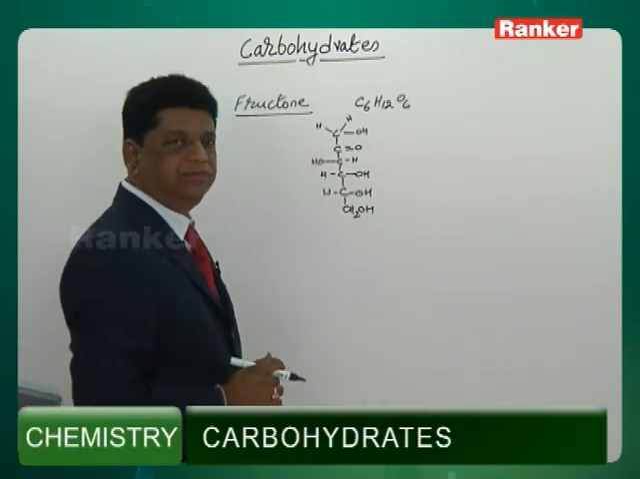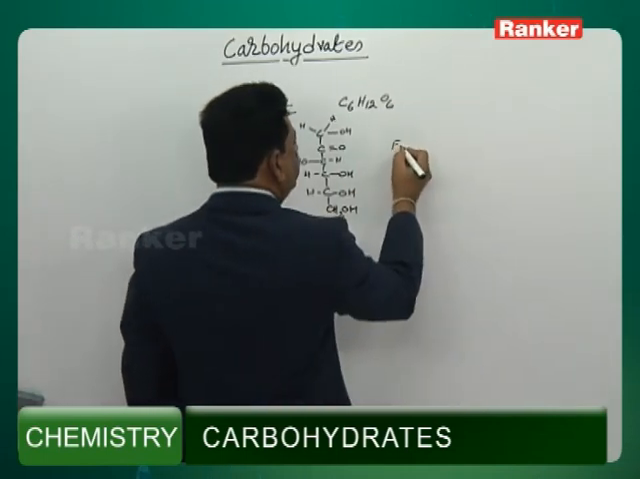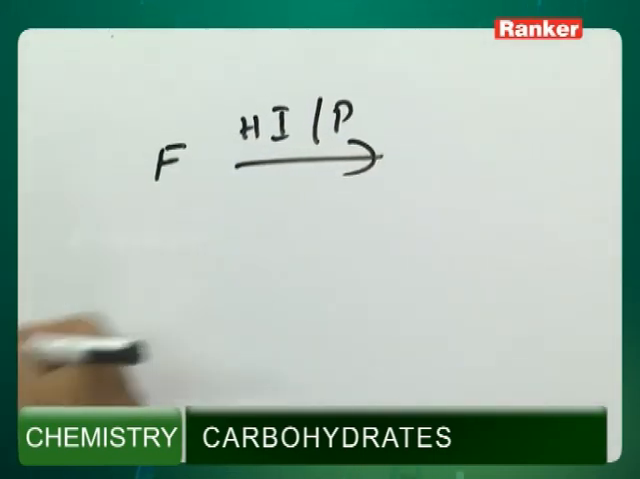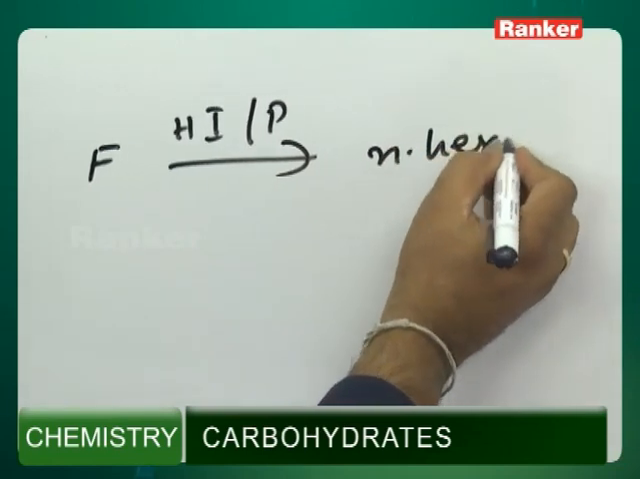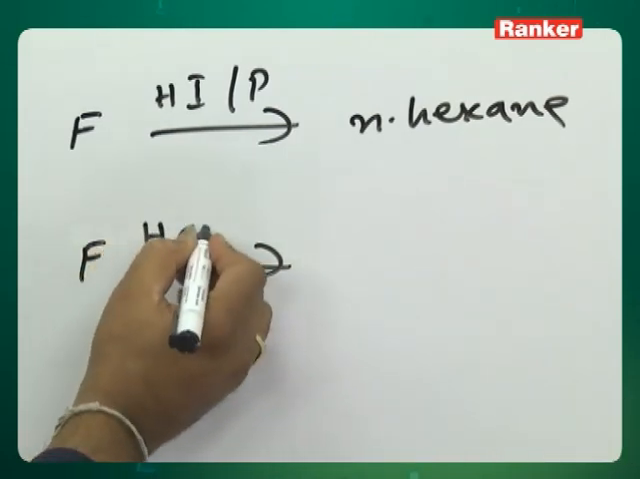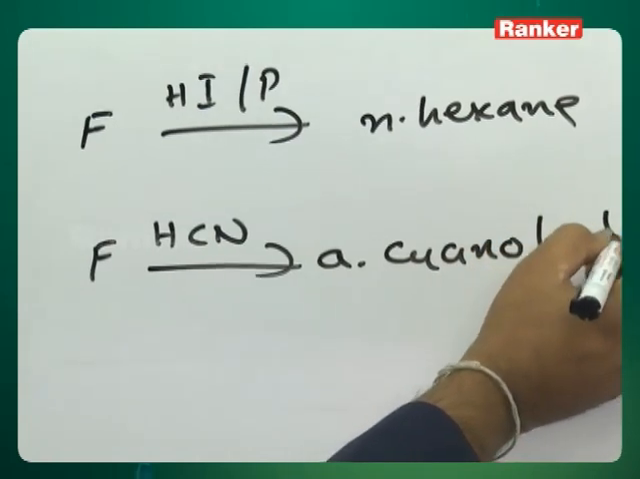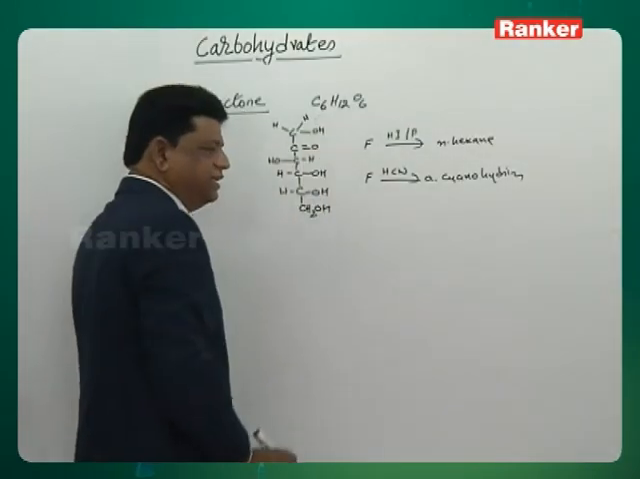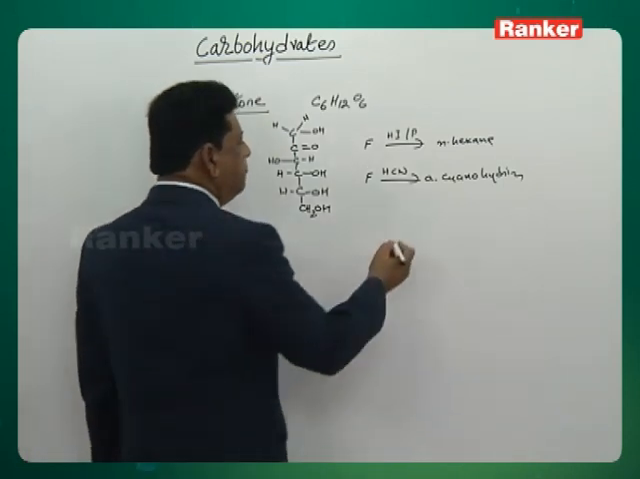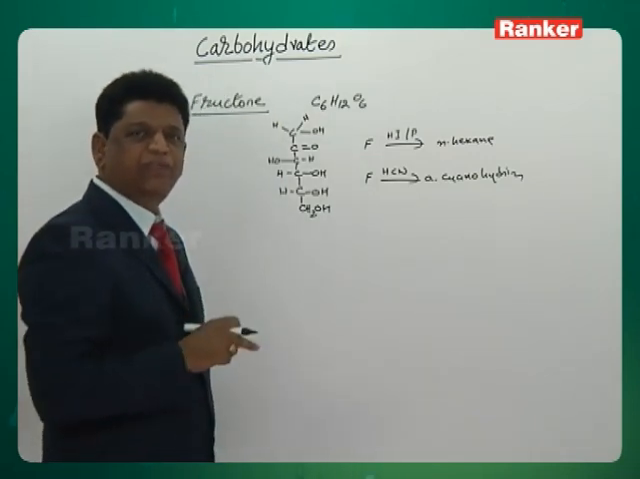So this is the structure of fructose, and some points related to it. Fructose on reduction with HI and phosphorus will also give n-hexane. Fructose also reacts with HCN, forming a cyanohydrin, which confirms there is a carbonyl function. But that the carbonyl function is at the second carbon we cannot prove through Tollens and Fehling tests, because unfortunately fructose also gives these 2 reactions.